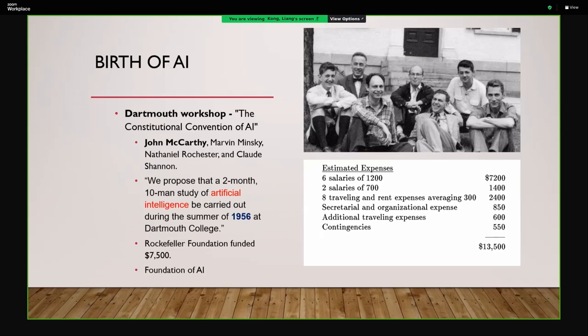the terminology artificial intelligence did not appear until 5 years later. There was a grant proposal written by John McCarthy, a first-year assistant professor at Dartmouth College. This is the young man here. In his proposal, he was trying to apply for grant money from the Rockefeller Foundation. In the first sentence of the grant proposal, he wrote: we propose a 2-month, 10-man study of artificial intelligence to be carried out during the summer of 1956 at Dartmouth College. Since then, the term artificial intelligence has appeared in human literature. This is the first time they coined this word.